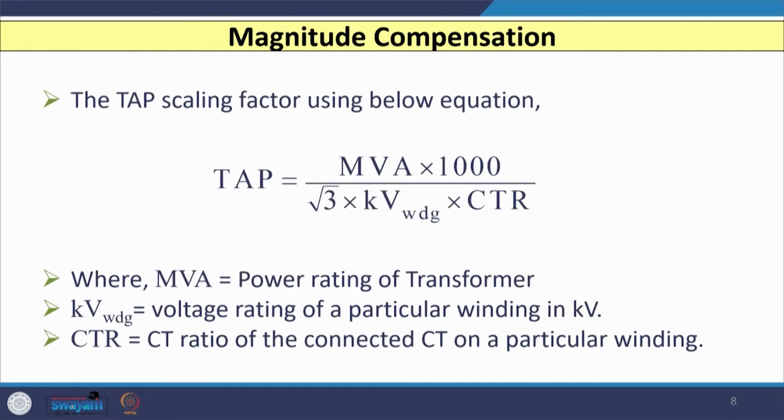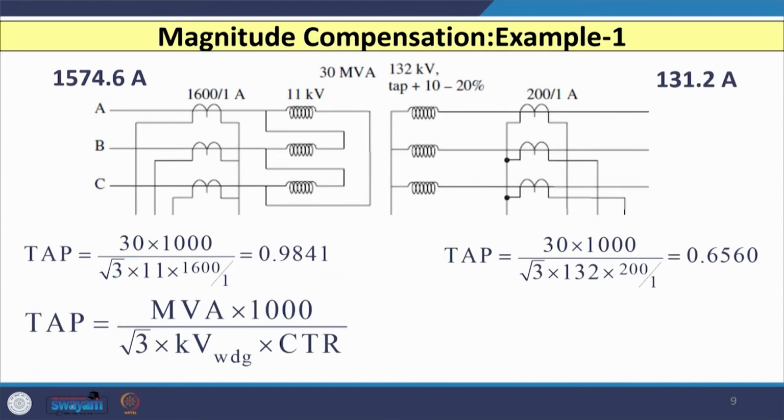So, now let us see what equation we can use in digital relay for magnitude compensation. The tap scaling factor is given by this equation, which is MVA into 1000 in the numerator, where MVA is nothing but the power rating of the transformer. In the denominator we have root 3 multiplied by kV winding, where kV winding is the voltage rating of a particular winding in kilovolts, and CTR is nothing but the CT ratio of the connected CT on a particular winding. Now, to understand this magnitude compensation in a digital relay, let us consider two examples.